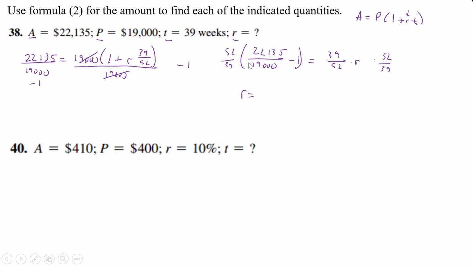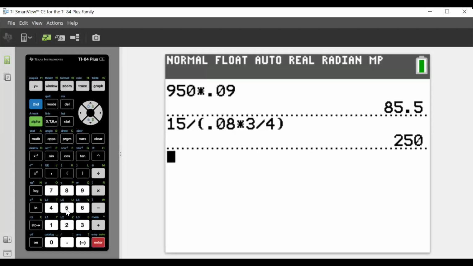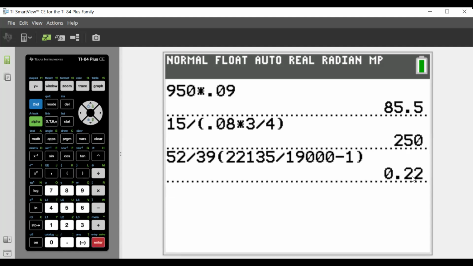Now I'm going to show you two ways to do this. So first I'm just going to plug it in that way. So I'm going to have 52 divided by 39, and then times 22,135 divided by 19,000, and then minus 1, and that gives us 0.22. And remember, that's a decimal, so that's going to give us actually 22%. Now, the other way we can do this is we can use our calculator to do all the nice algebra.